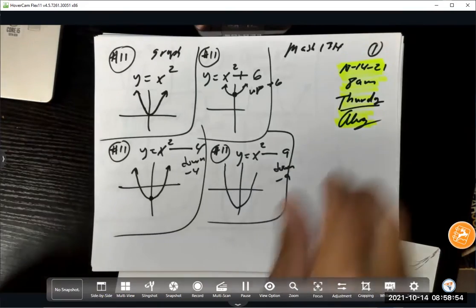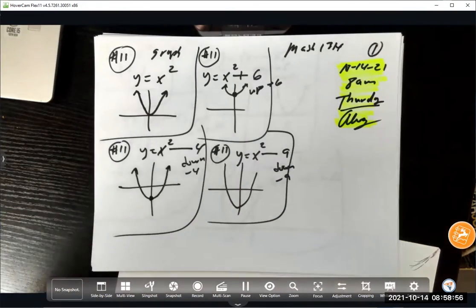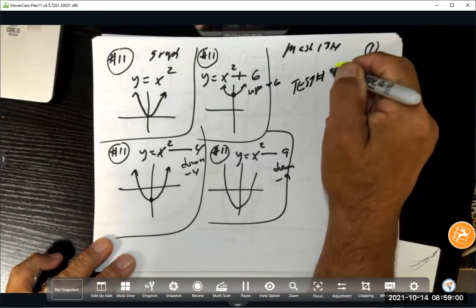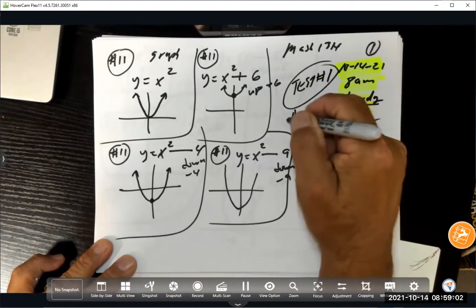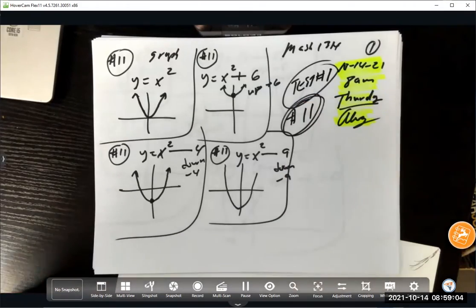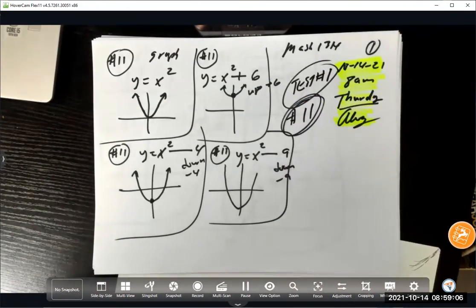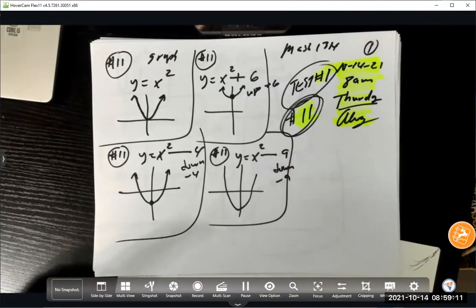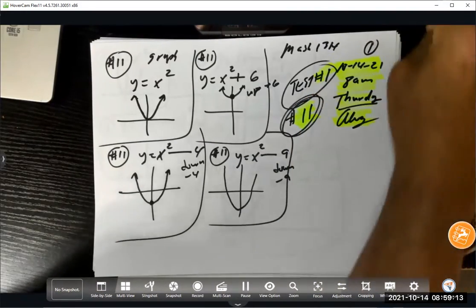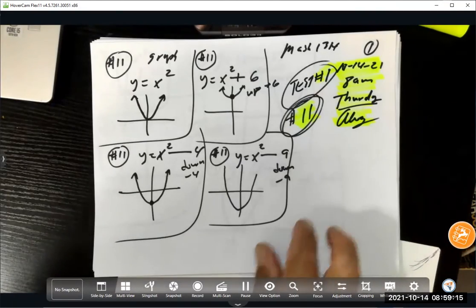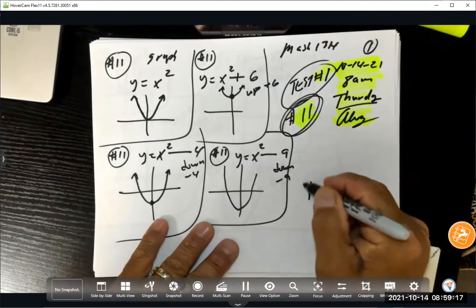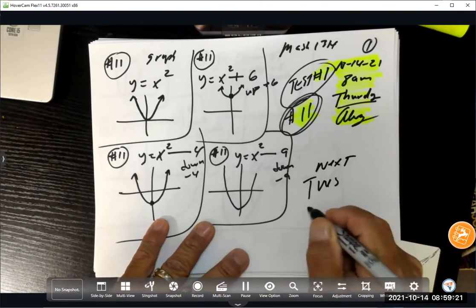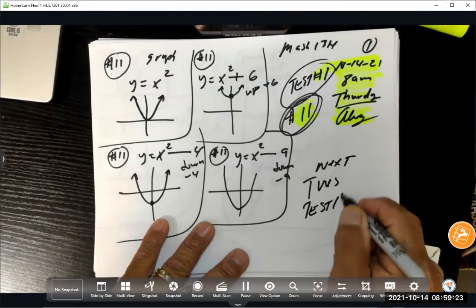Okay, so you're going to do this. You're going to do question number 11, test number 1, and you're doing number 11. So today you should be able to look at your pictures and figure out where it's going to go, left, right, up, down, from there. And then on Tuesday, next Tuesday, we can start on test number 2.